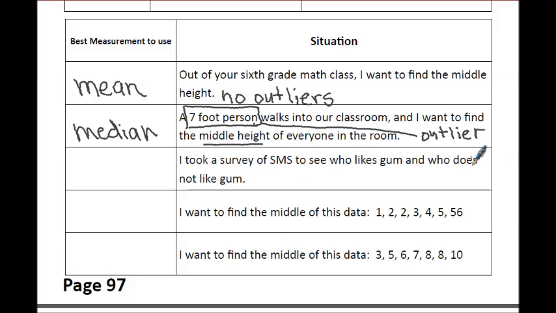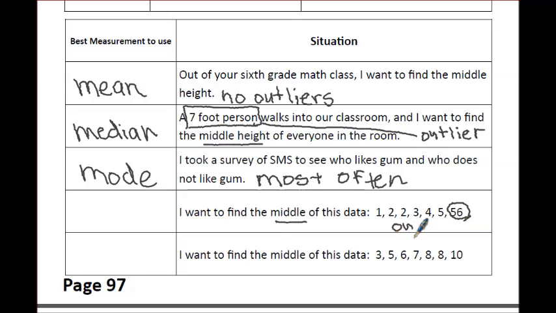So if I took a survey of Sterling Middle School to see who likes gum and who does not like gum, and I want to know what response we got the most often, I would use the mode. If I want to find the middle of this data set, I see 56 over here is way bigger than all of the other numbers, so this is an outlier. And if there's an outlier in your data set, then the median would be the best measurement.